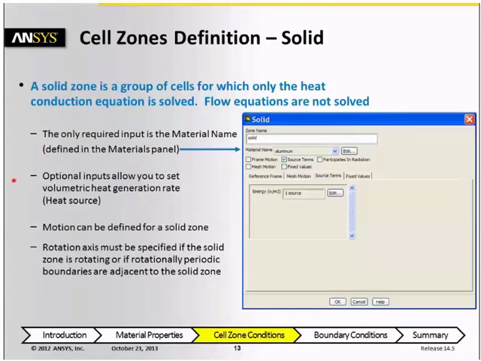You are allowed to specify heat sources and to specify motion for solid zones. And if the solid zone is rotating, or if you have rotationally periodic boundaries adjacent to the solid zone, then you have to specify the rotation axis, and this will be described in Lecture 9.